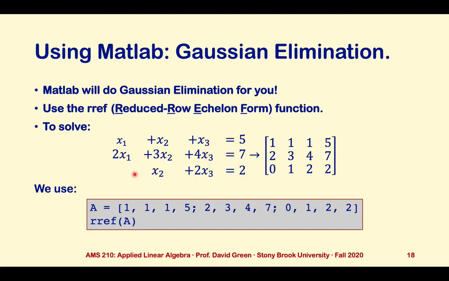Matlab also will do things like Gaussian elimination for you. It has a built-in function, RREF, for reduced row echelon form. Given a matrix, this will perform Gaussian elimination and return the reduced row echelon form, going through all the steps of forward elimination and back substitution. So to solve a linear system like this, we convert to augmented matrix form and then just type this augmented matrix in: 1, 1, 1, 5; 3, 2, 3, 4; 7, 0, 1, 2, 2 as the 3 rows separated by semicolons. Once we have the matrix inputted, it's as simple as typing RREF A and Gaussian elimination will be done.